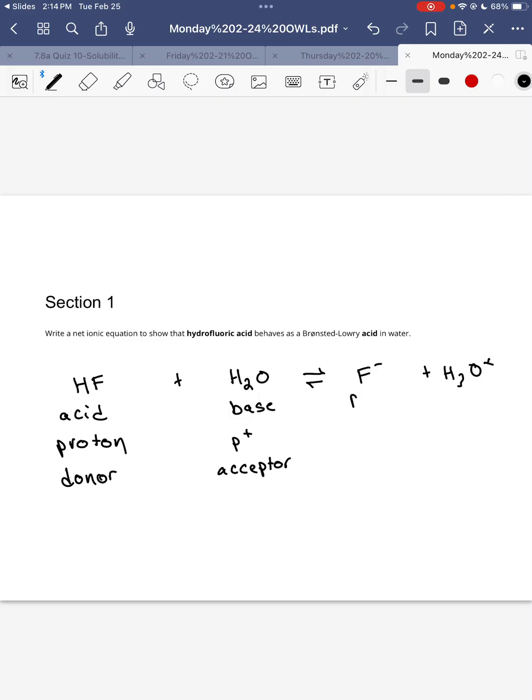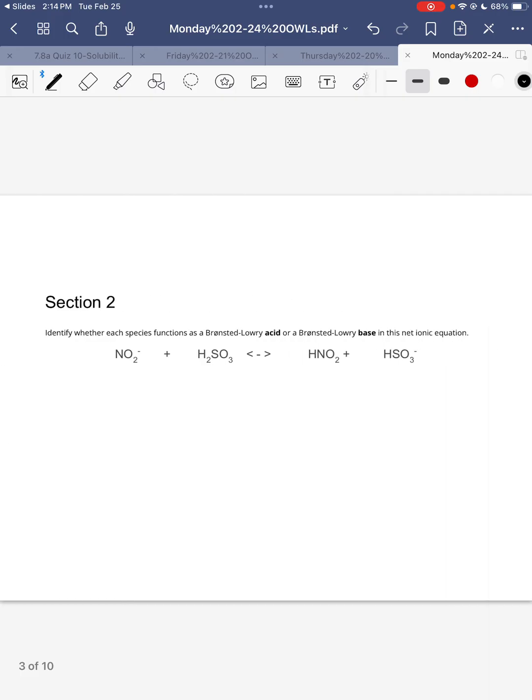My conjugates, I have a conjugate base here that is ready to be a proton acceptor. And I have a conjugate acid here that is ready to be a proton donor. So hopefully that one is pretty straightforward for us at this point. Section 2 gets into identifying whether each species is a Bronsted-Lowry acid or base in an already existing net ionic equation. So the first thing I do is I see NO2 minus.